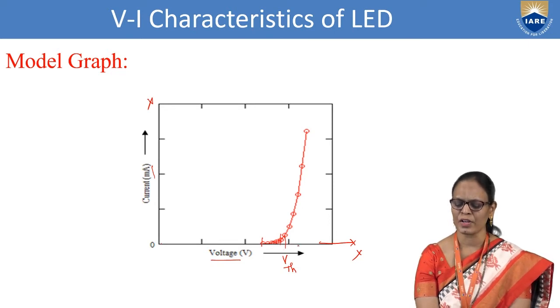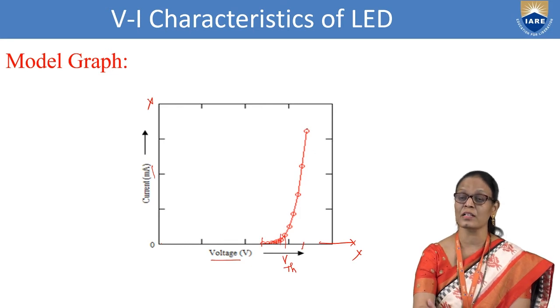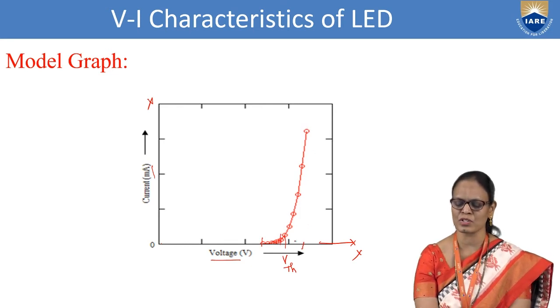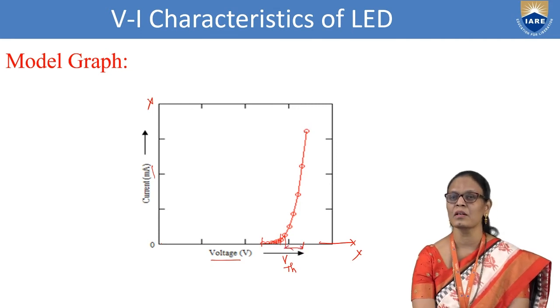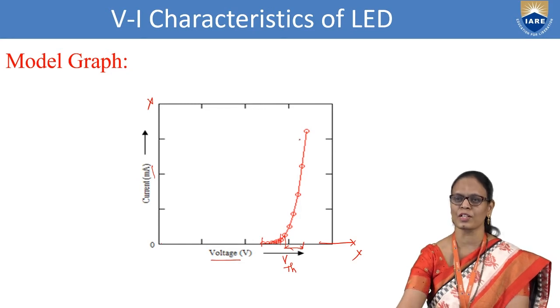And if you see, you are increasing the voltage, but within this region itself, the current is becoming maximum. Within a short increase in voltage, the current is becoming maximum. So this will be the graph you will be observing when you plot it.